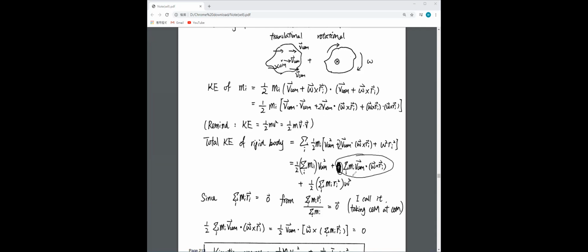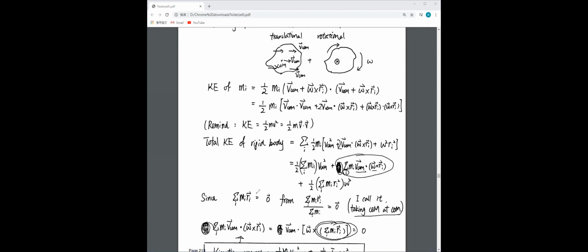Is it like parallel or something? Now, you know that for different i, for different pieces, the v_com is the same, omega is the same. So we can rewrite this formula as this one here. You can put the summation sign in this part. Then this one, I will call it taking the center mass as center mass.